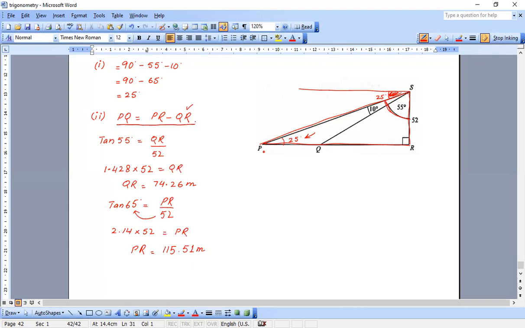Why did I calculate PR and QR? Because as I mentioned in the beginning, I needed to calculate PQ. In order to find out the value of PQ, I needed PR and QR. Now that I have PR and QR, I can very easily find out the length of PQ by subtracting these two. PQ was equal to PR minus QR. So PQ is equal to PR, which is 115.51, minus QR, which is 74.26. Let's subtract these two values, and the final answer is going to be PQ is equal to 37.25 meters.